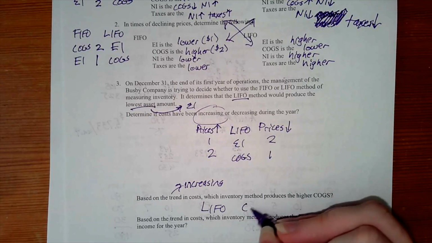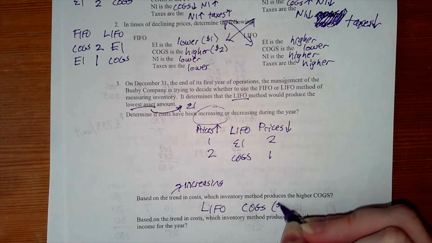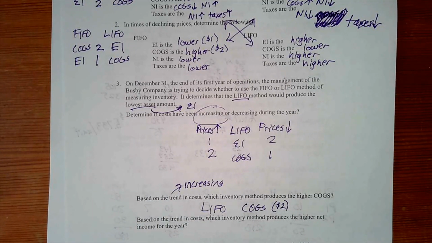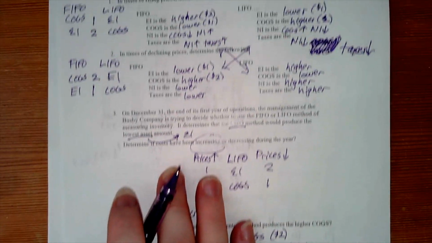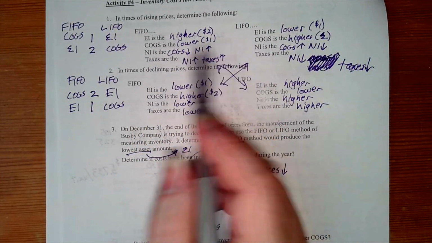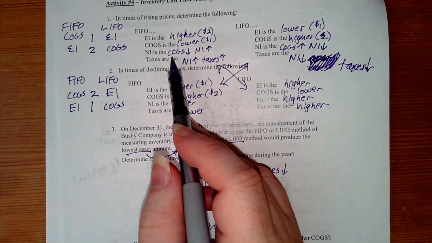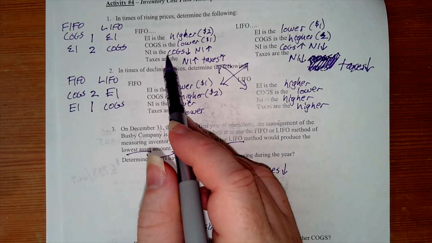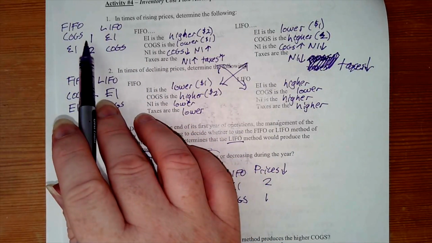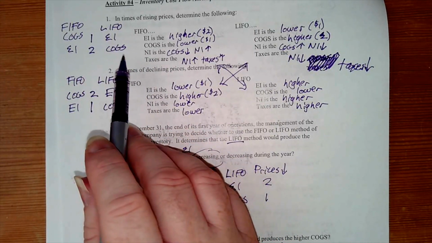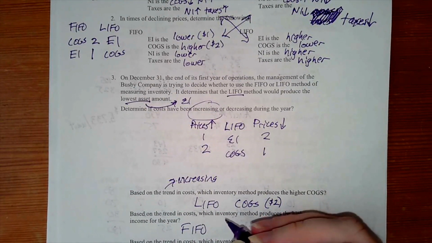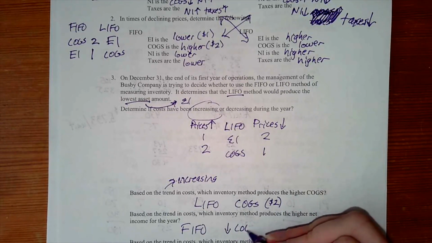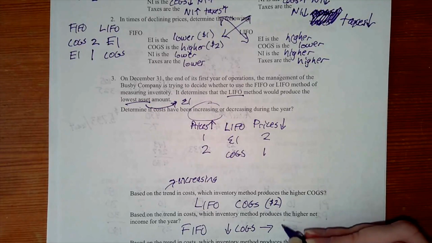Because it would be COGS of $2 between the two. Based on the trend in cost, which inventory method produces the highest net income for the year? Remember, we're still talking about rising prices. Net income here is going to be higher because the COGS under FIFO are lower, therefore the expense is lower, therefore net income is higher. So FIFO produces the higher income because COGS are lower, which results in net income being higher.